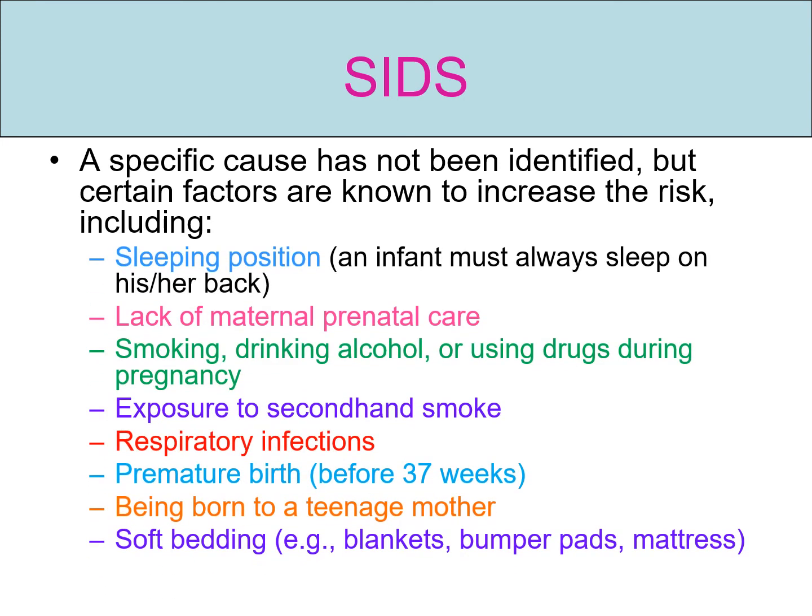Sleeping position. An infant should always be placed on his or her back. In fact, when we started doing that, the incidence rates for SIDS went way down. Other factors include a lack of maternal prenatal care, smoking, drinking alcohol, or using drugs during pregnancy, exposure to secondhand smoke, respiratory infections, premature birth before 37 weeks, being born to a teenage mother, and being in a bed with blankets, bumper pads, and a soft mattress. These factors have a relationship with the incidence of SIDS, sudden infant death syndrome, but may not necessarily be the cause.